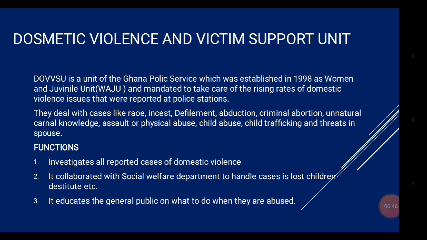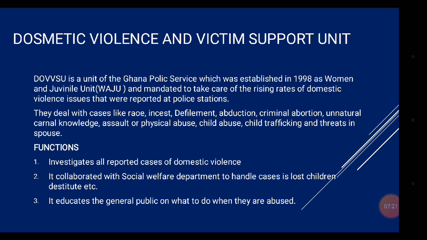Then finally, let's look at Domestic Violence and Victim Support Unit. The Domestic Violence and Victim Support Unit, DOVSU, is a unit of the Ghana Police Service which was established in 1998, and then it was called Women and Juvenile Unit, WAJU, because their mandate was to take care of the rising rates of domestic violence issues, especially on women and children, and that is why it was called the Women and Juvenile Unit, WAJU.